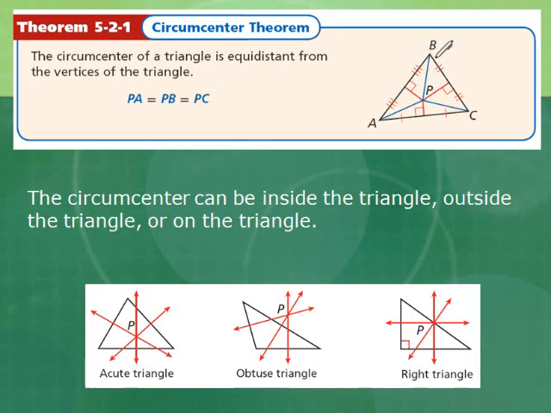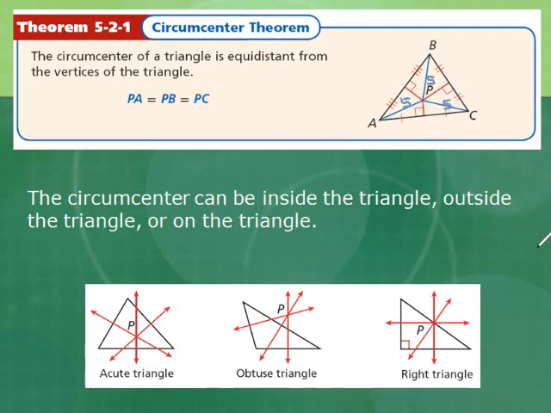Now, notice we also have these blue lines right here. These blue lines have to do with the Circumcenter Theorem. So notice right here it tells you that PA, this blue line, PB, this blue line, and PC, this blue line, are all equal. So if I told you that this measures 5 inches, you could tell me this also measures 5 inches and this measures 5 inches. They are all congruent.